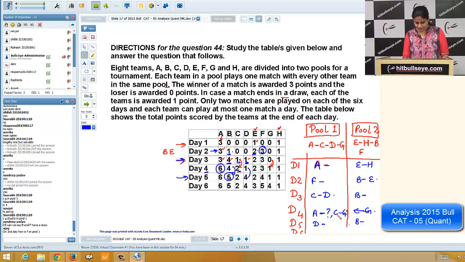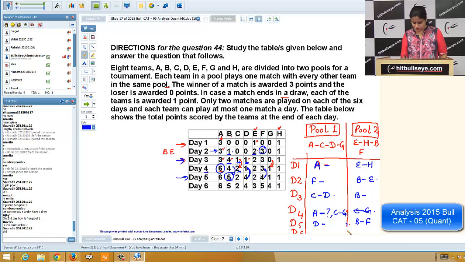Now day 5, D is winning the match and F is getting 1 point extra. So B and F will play the match. Now coming to day 6, E and F will play a match which is a draw, and there is a win. Is it okay, Amrita? Are you getting me?